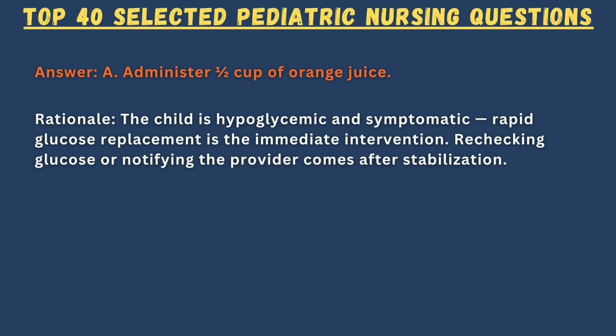Answer. A. Administer half a cup of orange juice. Rationale. The child is hypoglycemic and symptomatic. Rapid glucose replacement is the immediate intervention. Rechecking glucose or notifying the provider comes after stabilization.